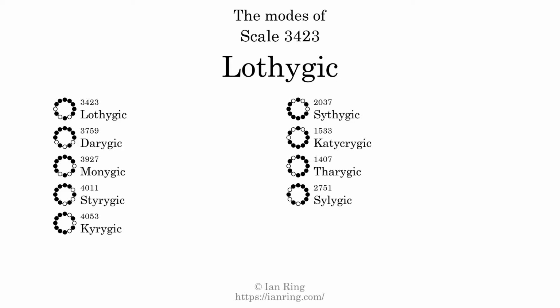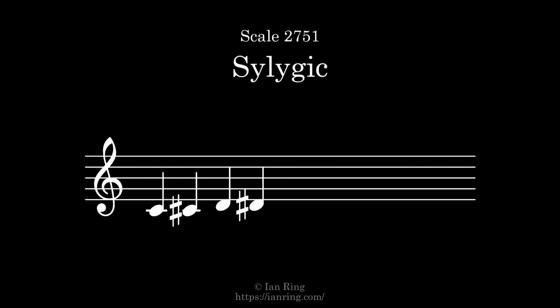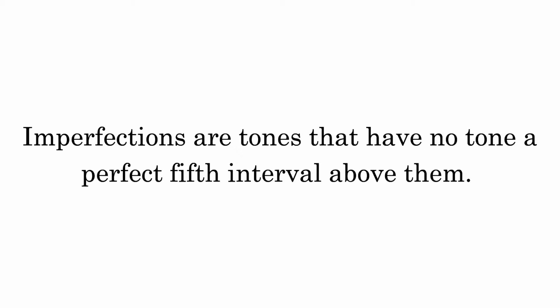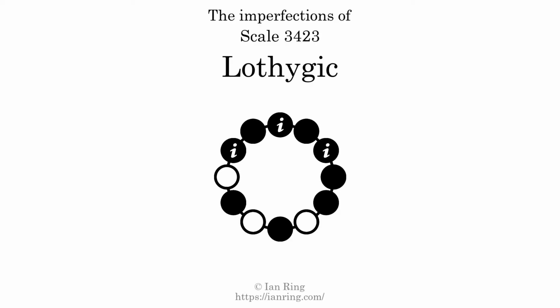The ninth and last mode is scale 2751, also known as Lothygic. It sounds like this. Imperfections are tones that have no tone a perfect fifth interval above them. This scale has 3 imperfections. They are at positions here, here, and here.